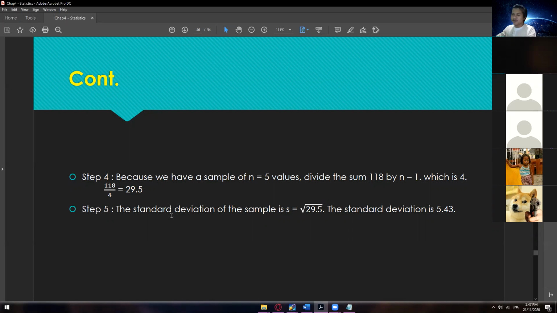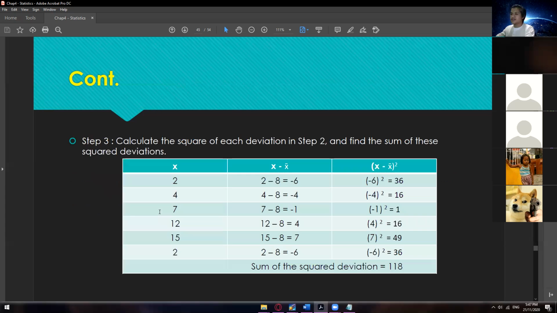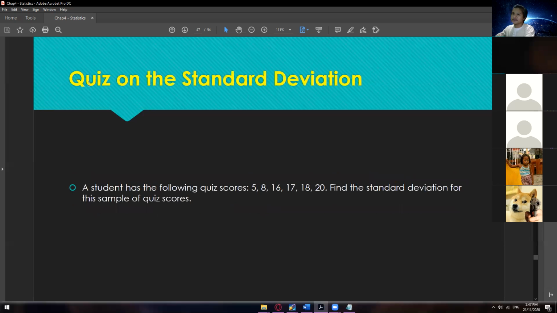Alright. So, mamaya ipapakita ko din yung sinasabi ni Ms. De Vera wherein you can do it one time, one shot in your calculator. But before that, right after this example, we're going to have a quiz on this standard deviation. Okay, so a student has the following quiz scores 5, 8, 16, and so on. So find the standard deviation for this sample of quiz scores.